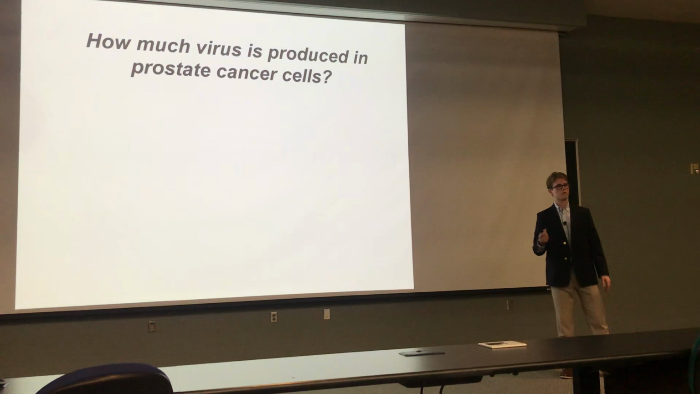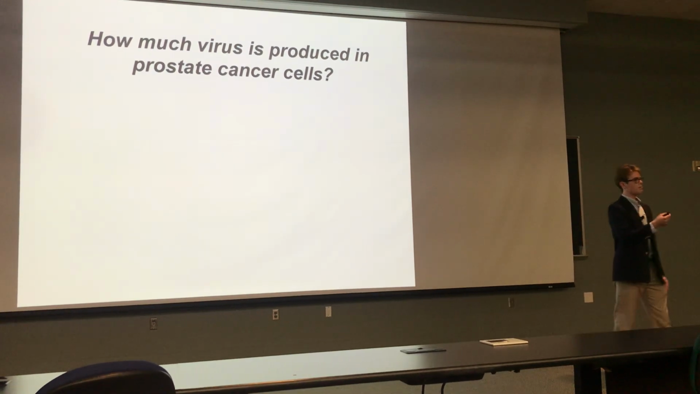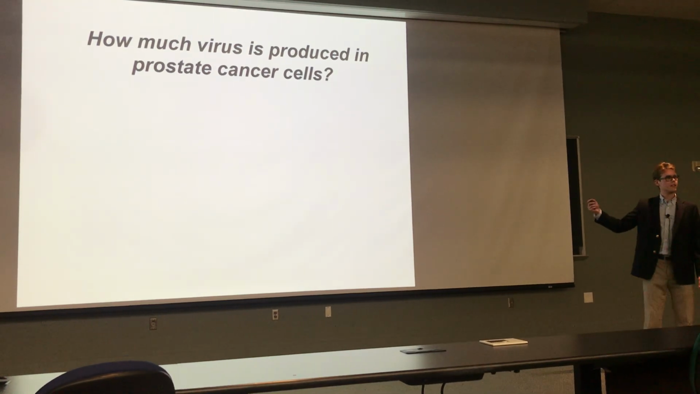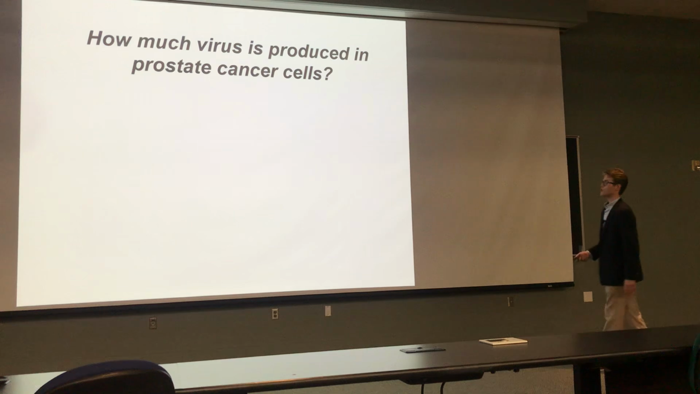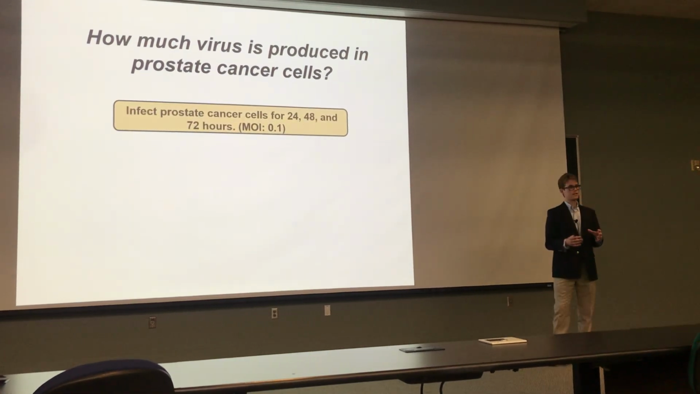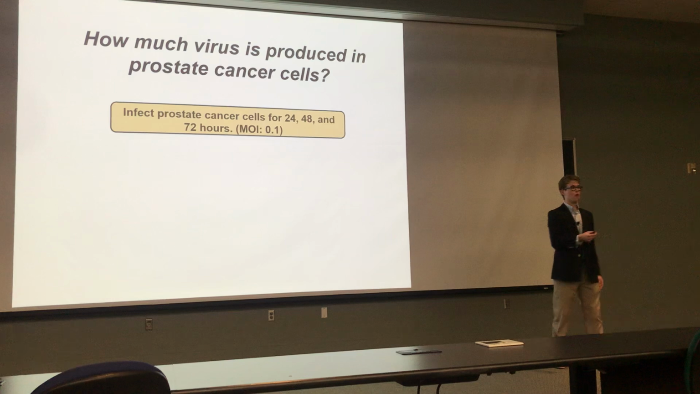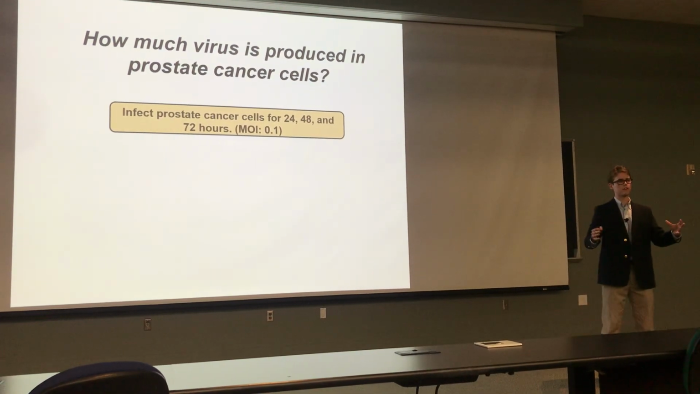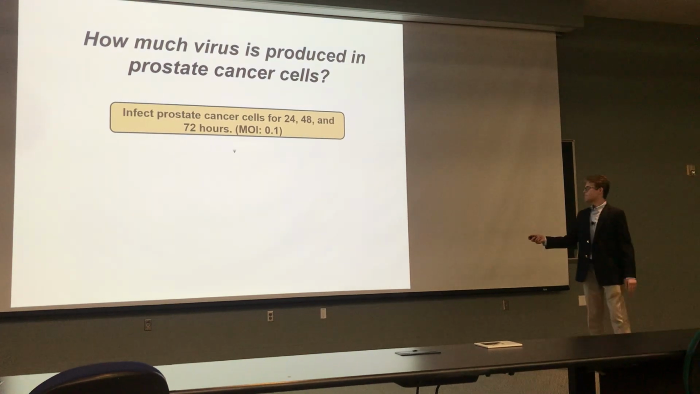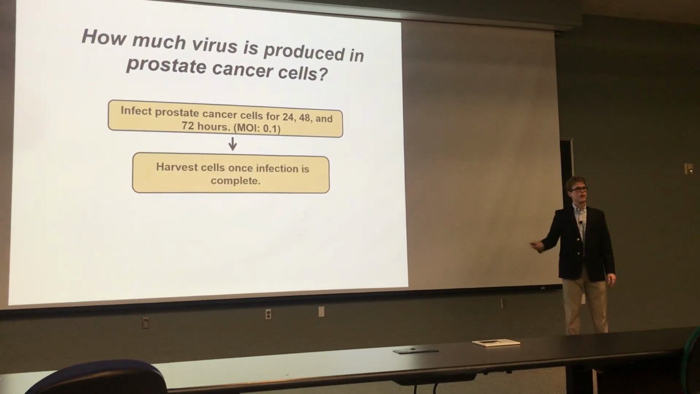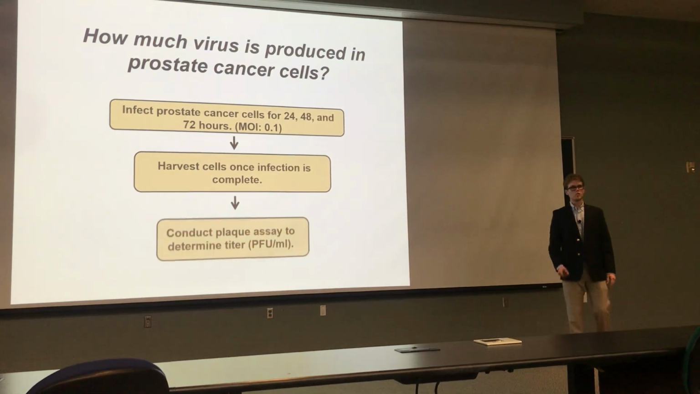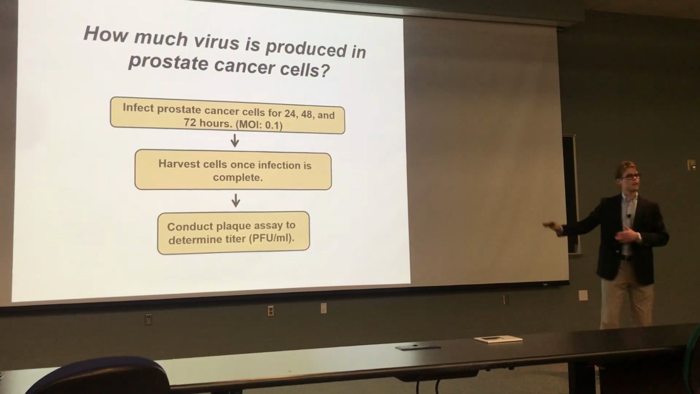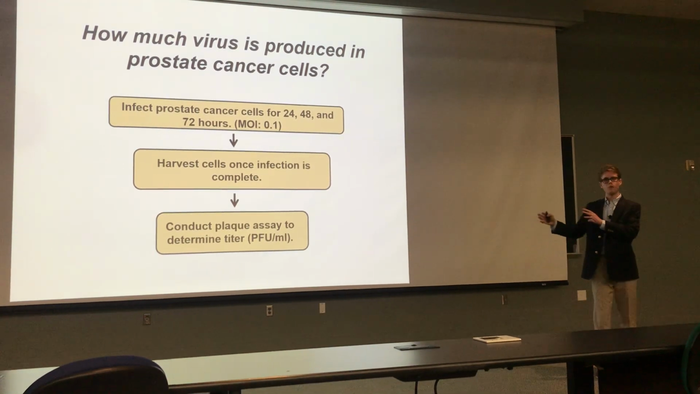So here is one of our first research questions and how we went about finding the answer. How much virus is produced in these prostate cancer cells? The way we went about doing this, we would infect the cells for various durations of time at an MOI of 0.1. So in our case, this was 100,000 virus particles that we're exposing these cells to. We would then harvest those cells and conduct plaque assays to determine the titer. So we start with 100,000 virus particles, and then we're finishing with the calculation from this titer, whatever value we receive from the titer.